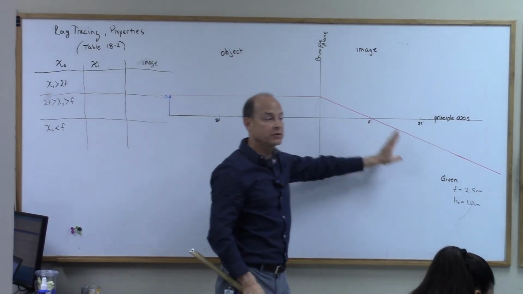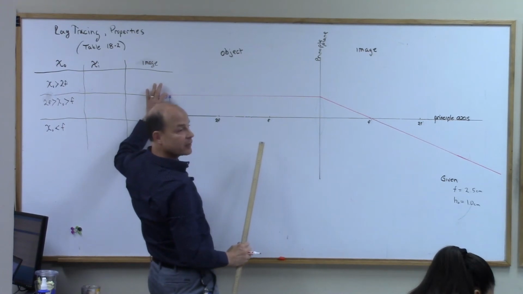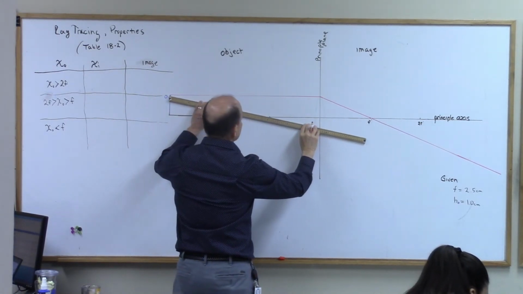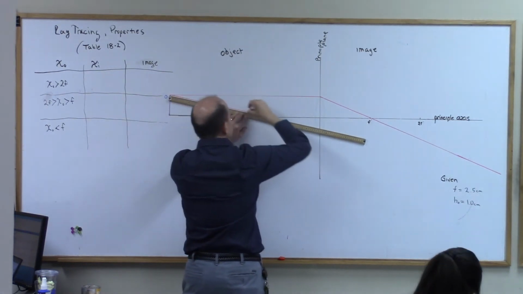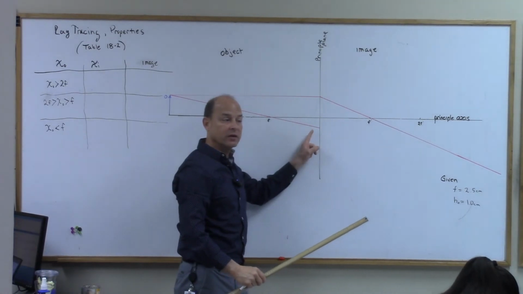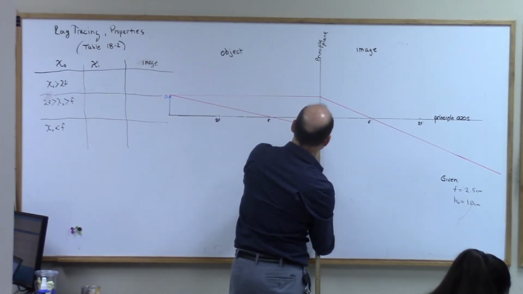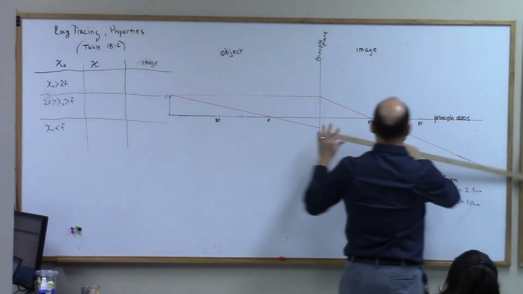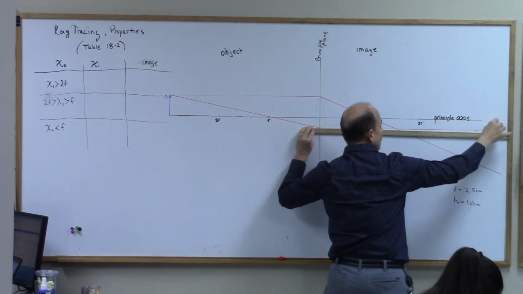I don't know where the image is going to be at this point. The second ray that I'm going to draw is a ray coming from the tip of the object again, and it's going to go through the focal point on this side. A ray that's coming from the focal point is going to be refracted parallel to the principal axis. So I measure the height of the ray where it hits the lens, and then I come over here some arbitrary distance and mark that same height so that I can draw a parallel ray.